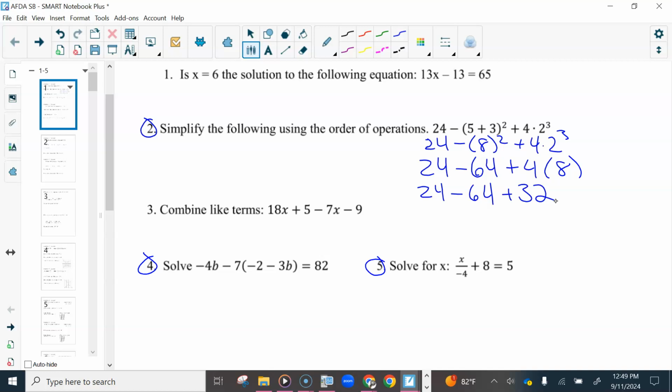And then you could put the rest of this into your calculator to figure that out, or you can do it step by step. I'll go step by step. So 24 minus 64 is negative 40. And if I add 32, we get negative 8. Any questions on that one? Make sure your work and your answer gets put on the answer sheet. If the box is too small, get extra paper, staple it to it.